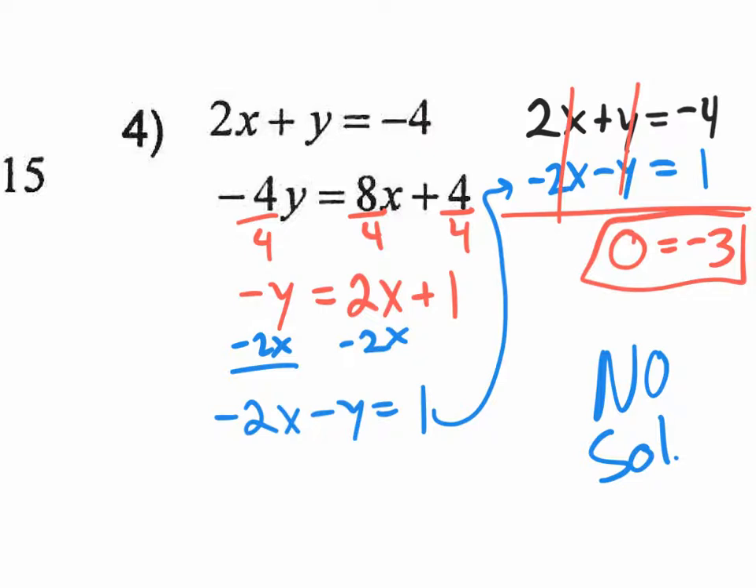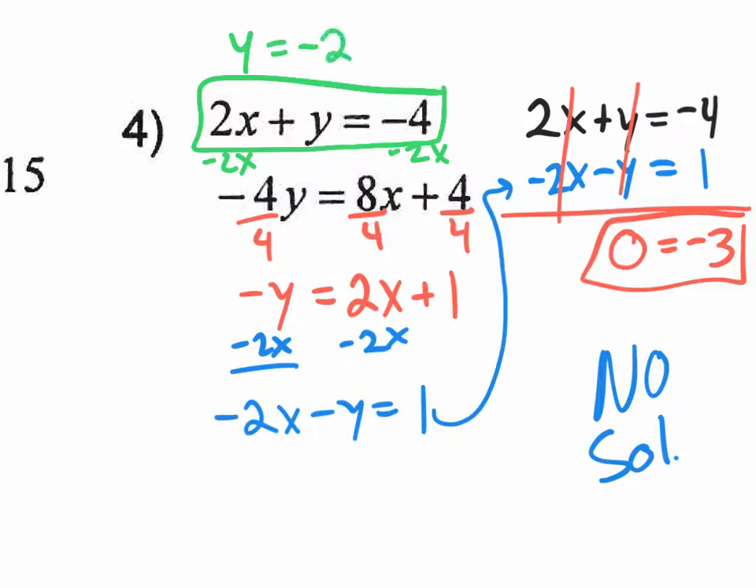So if I wanted to rewrite this top one, let's say in green, in slope-intercept form, I'd have to subtract 2x and subtract 2x. So my slope-intercept form equation will be y equals -2x minus 4.